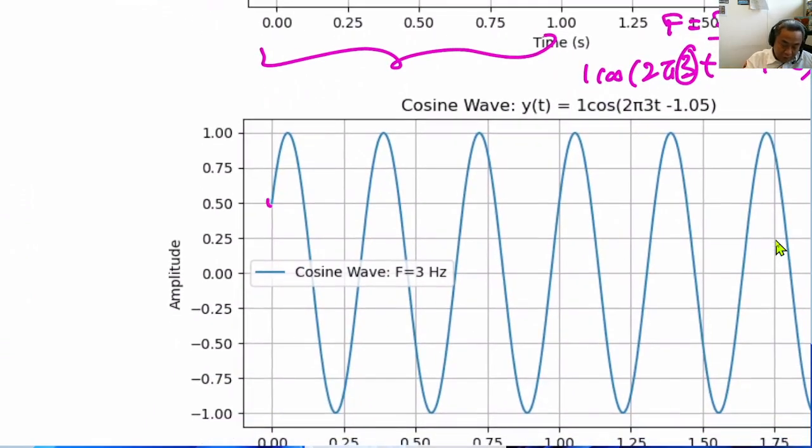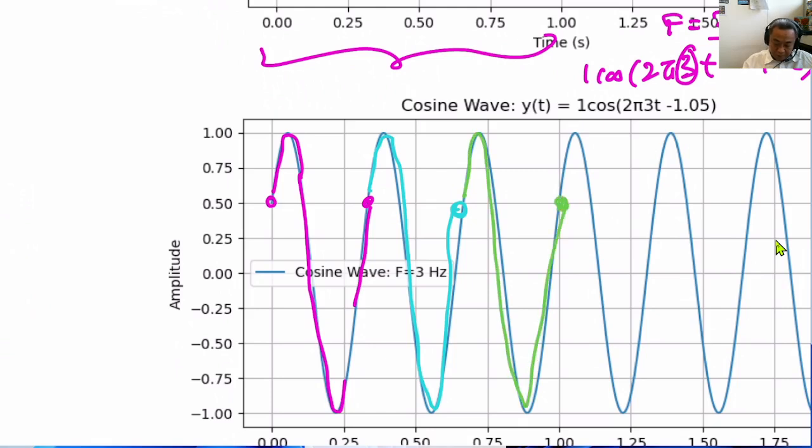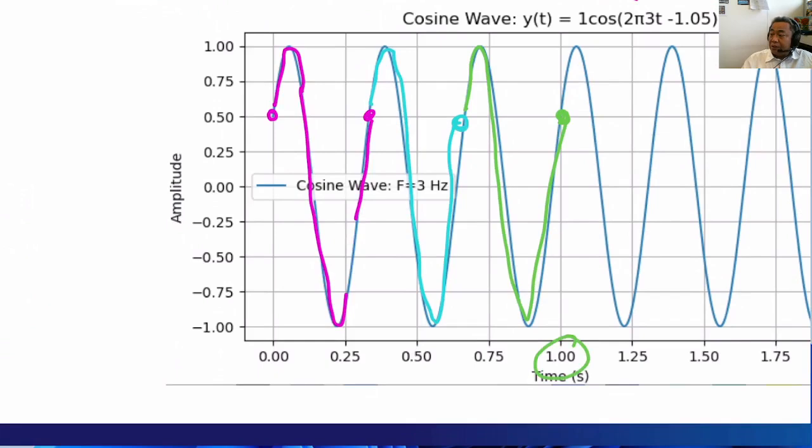So let's check. For the first cycle, now we use a different color for the second cycle, and now we use the third color for the third cycle. And then we see that really it took only 1 second to complete 3 cycles.